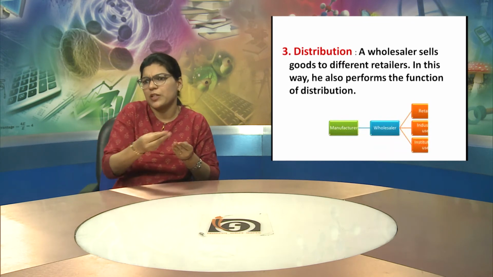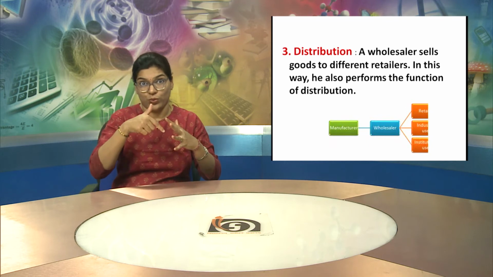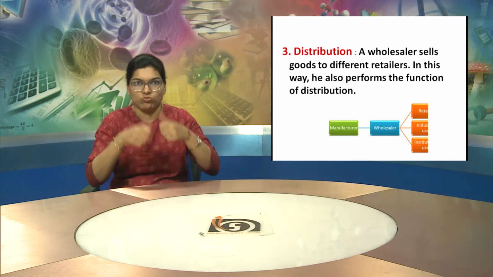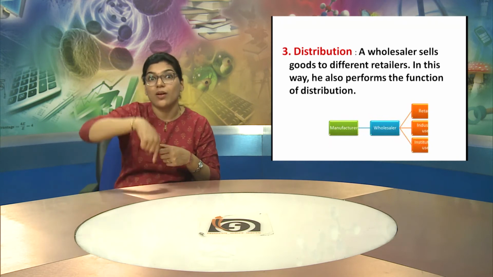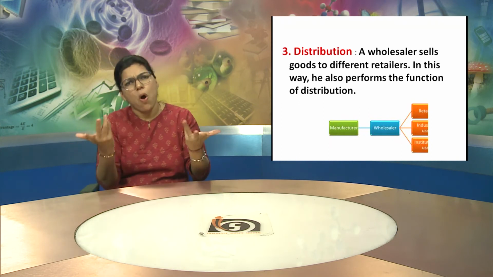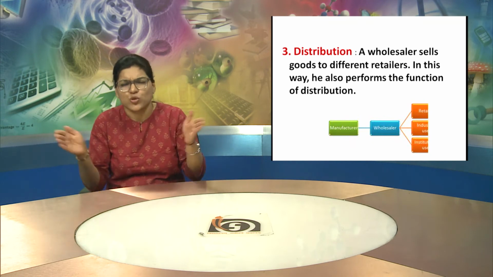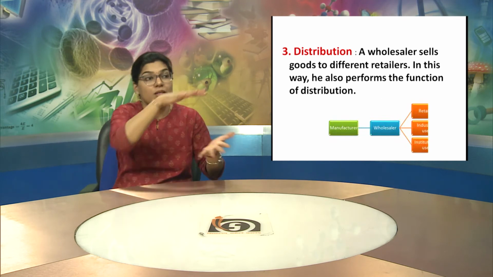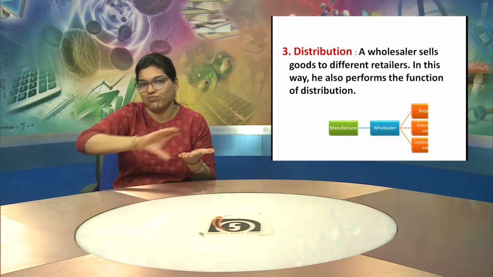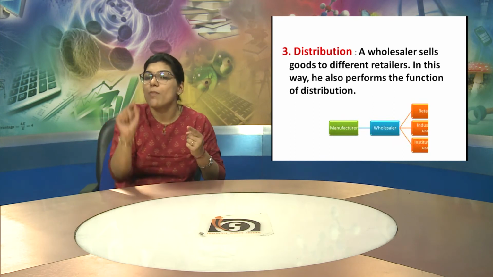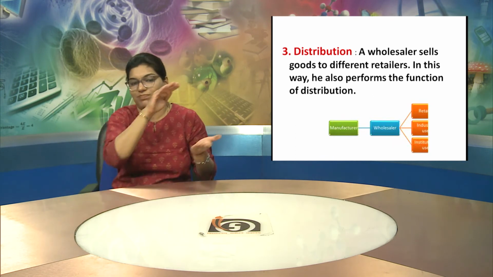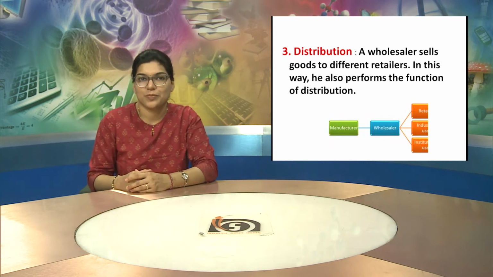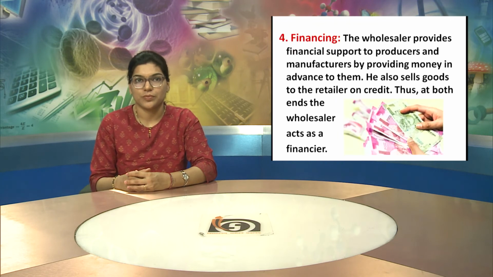Third point, distribution. A wholesaler sells goods to different retailers. In this way, he also performs the function of distribution.